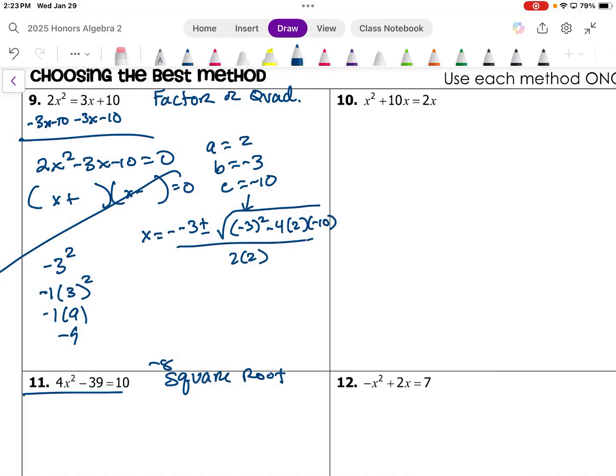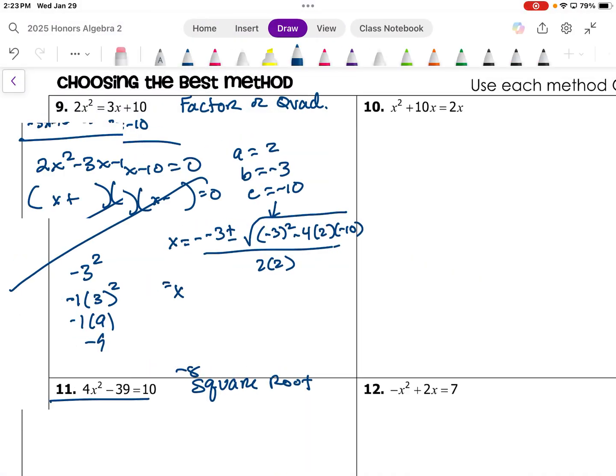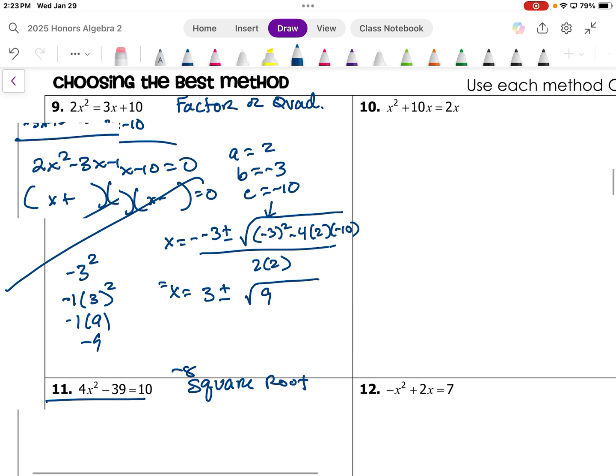All right, simplifying here. X equals plus or minus. Now, it's positive 3 because negative makes positive. That's 9. Negative times a negative is a positive, and then 8 times 10 is 80. And then that's all over 4. And then I have x equals 3 plus or minus the square root of 89 over 4.